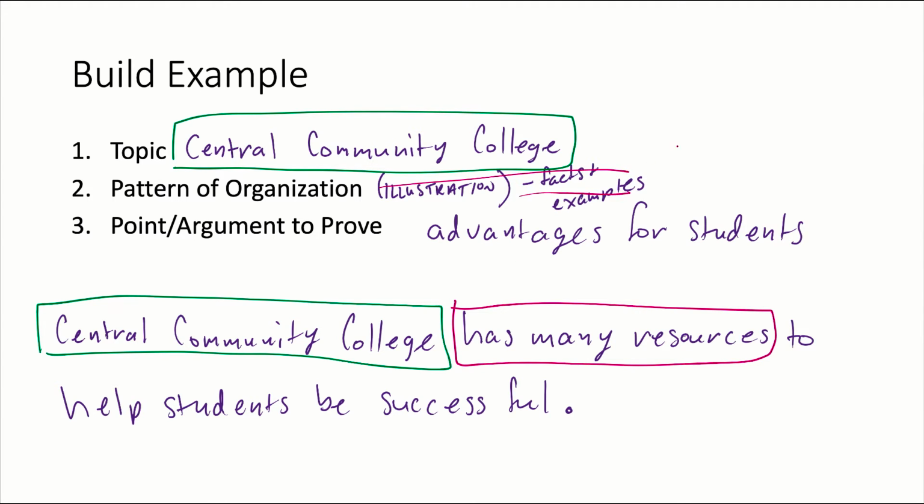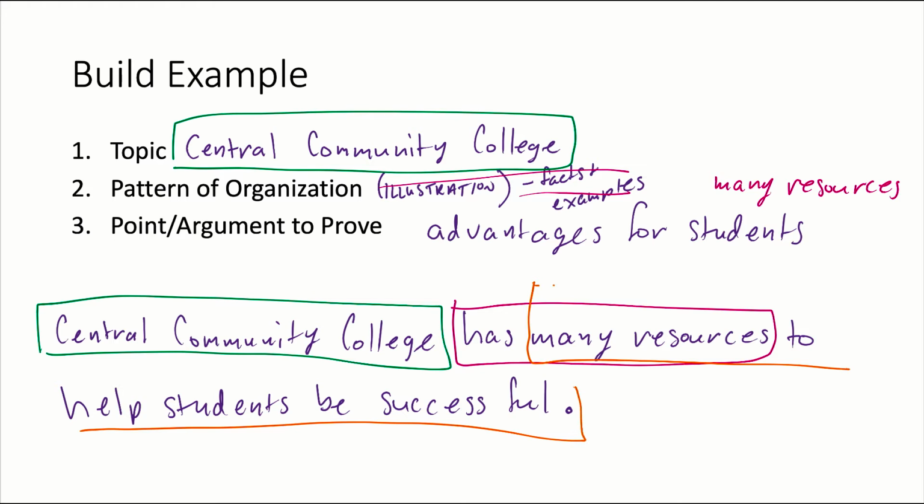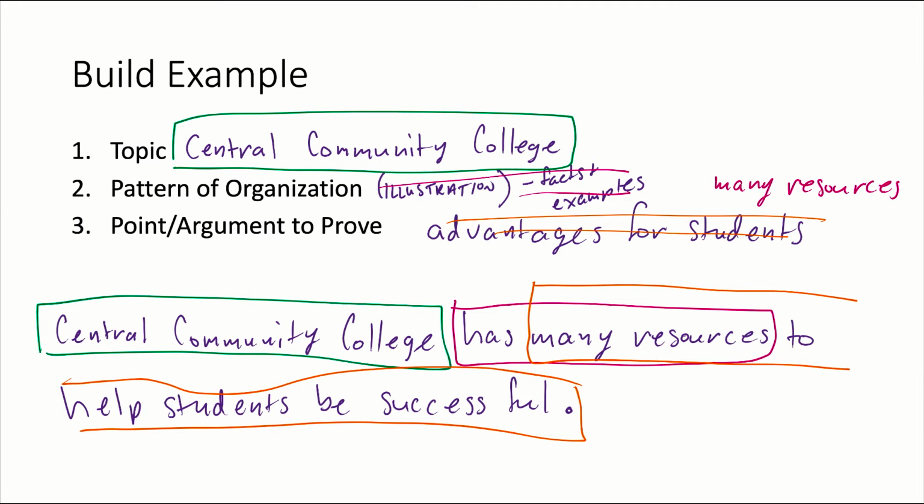So now I'm just going to kind of take this out. Now I'm going to make sure that I have many resources. And then my argument. Now a lot of times the pattern of organization and the argument overlap. So notice that I have many resources, but my argument is that they help students to be successful. So notice that I definitely have some overlap in my organization and my argument to prove. If you don't have that overlap, then you may be, again, lacking your argument, or you may be lacking your examples.